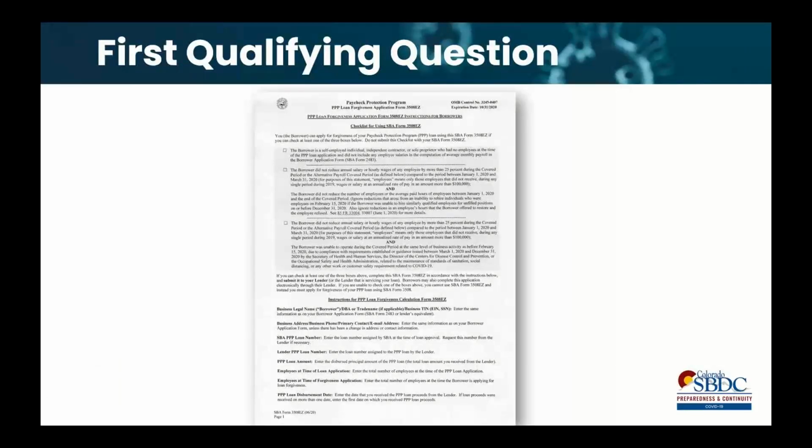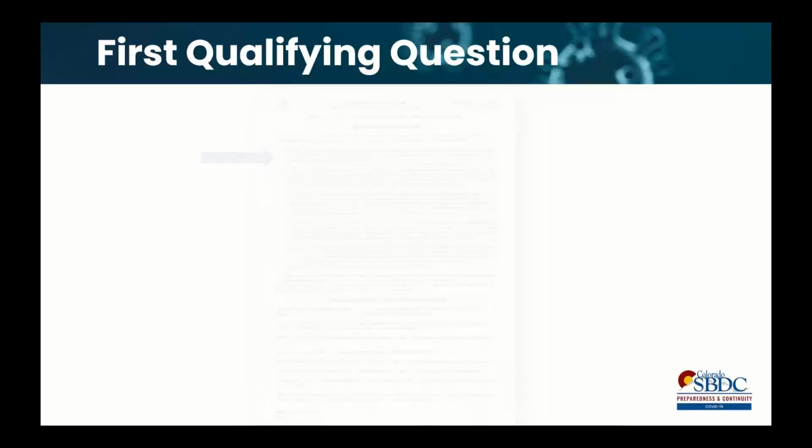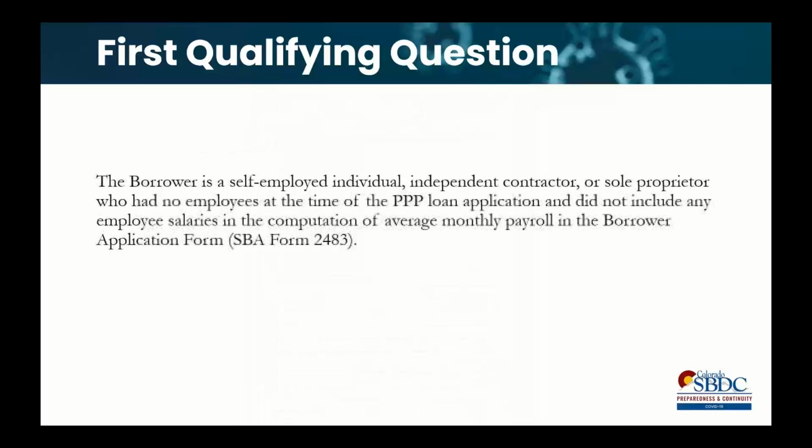To qualify, there are basically 3 sets of questions at the top of the page 1. You must be able to check the box by one of these questions in order to use the easy form. Let's look at these questions one at a time. The first box asks if you are self-employed, an independent contractor, or a sole proprietor with no employees. If you are, you will check this box and you can use the easy form. That one's easy enough.